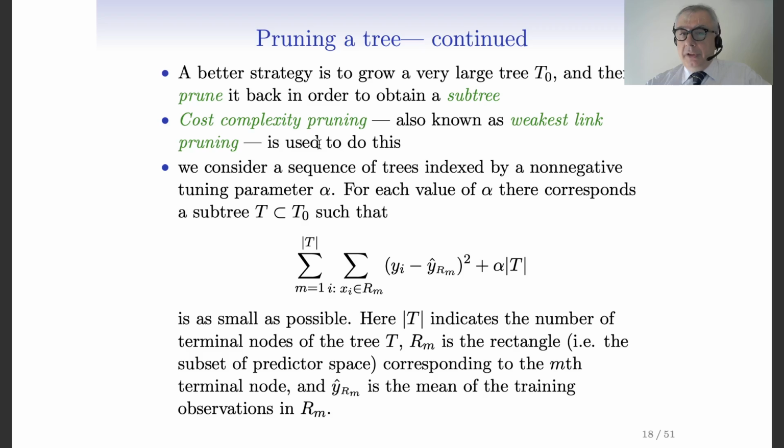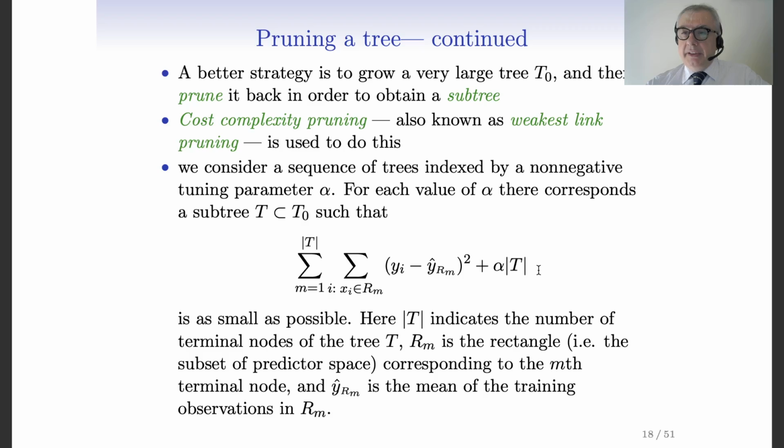And in particular, we are talking about cost complexity pruning, which is also known as weakest link pruning. The idea is to have a sequence of trees indexed by a non-negative tuning parameter alpha. So we need to introduce alpha, and alpha is part of a complexity penalty. So instead of considering, as I did before, just the sum of squared residuals, here I add a term that is alpha times the number of terminal nodes.